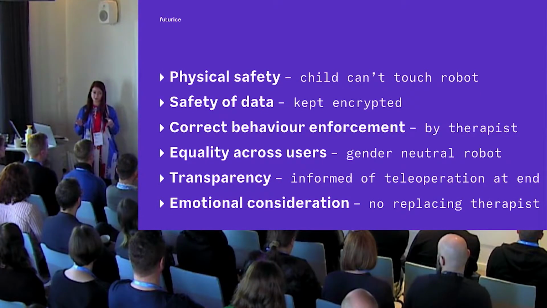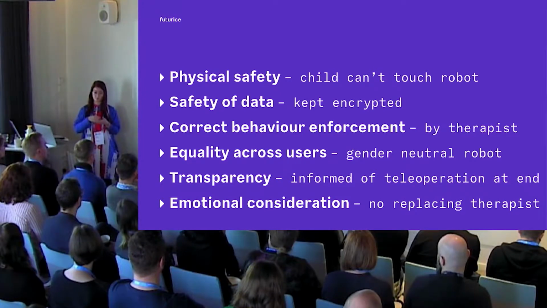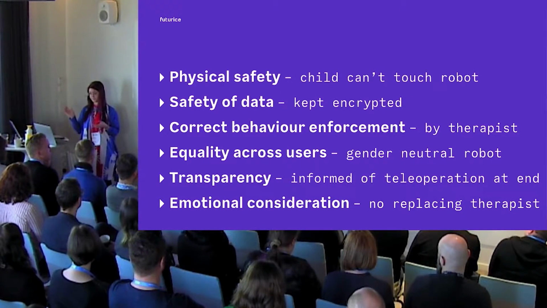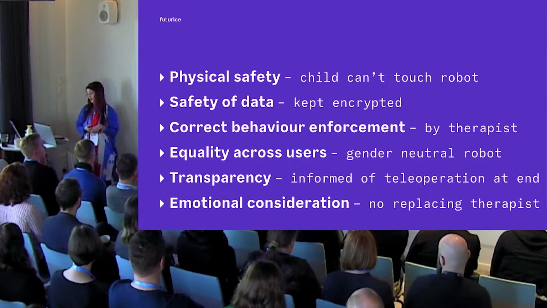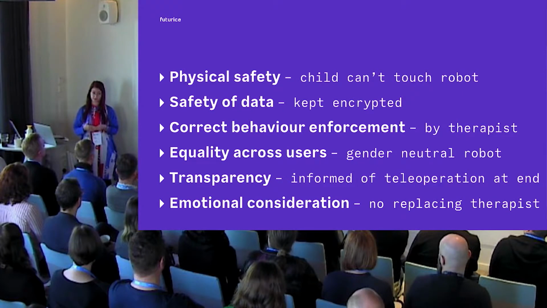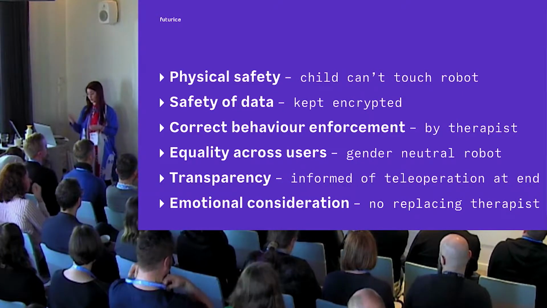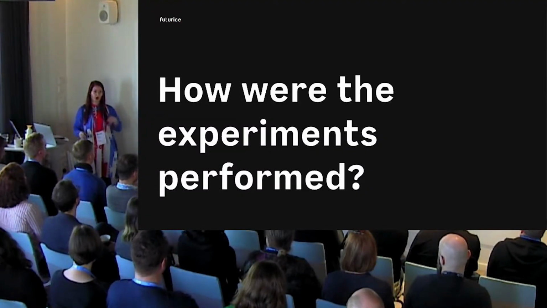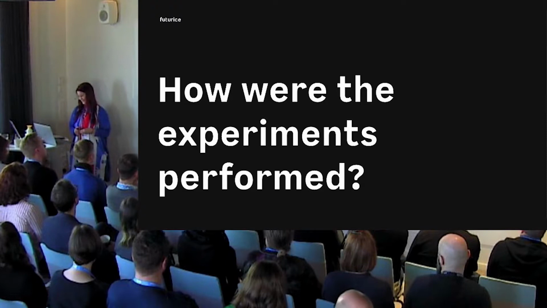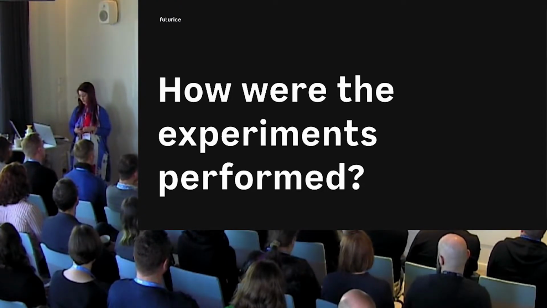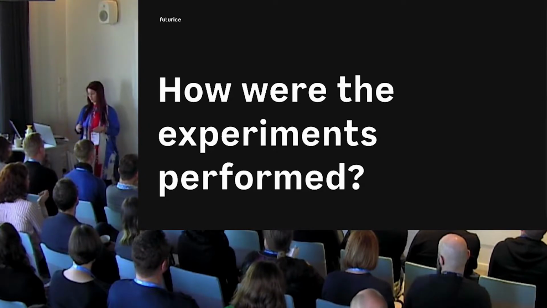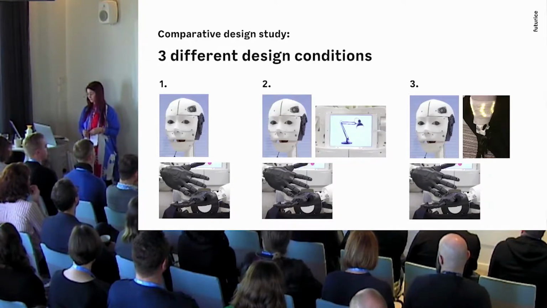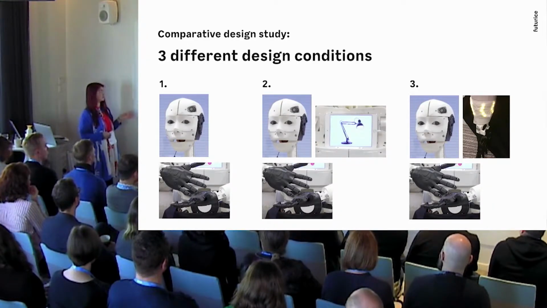And even if this robot were to be implemented further from this prototype, were to be taken into use in healthcare, we would still not replace the therapist. So the robot would be there to support the therapist's job. So that was our whole hypothetical design that we created. And after this, we, of course, went to perform some experiments. So how were these set up? We had 3 different design conditions.